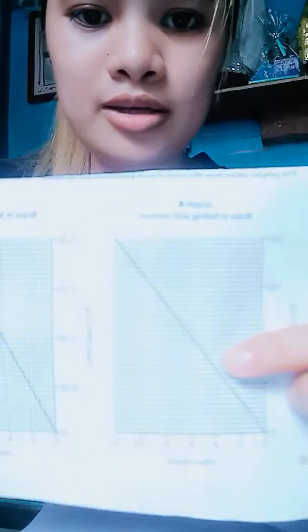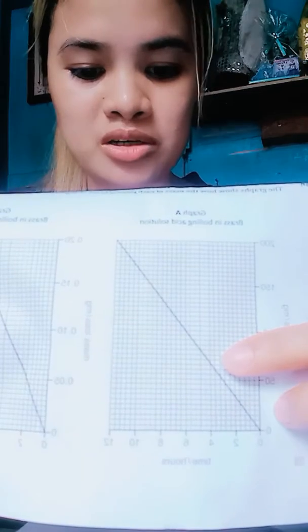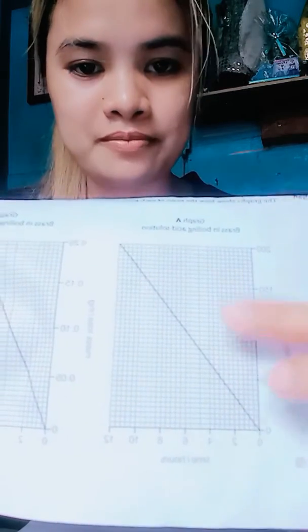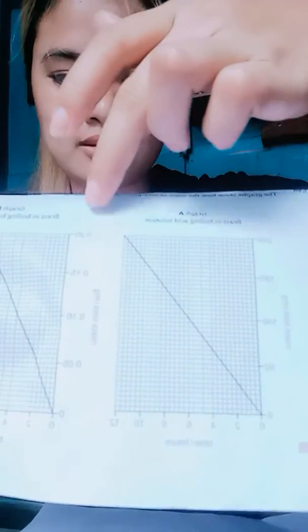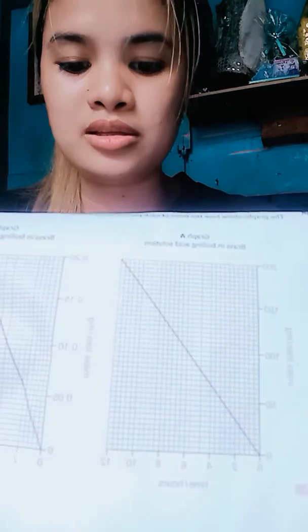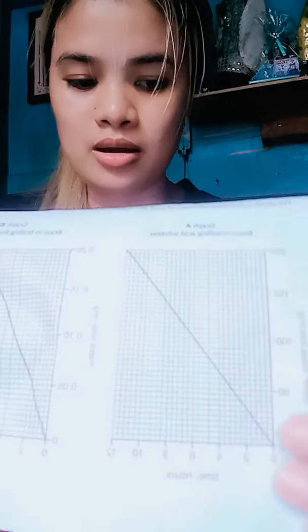For letter B, describe two ways in which the loss of mass in graph A is different from that shown in graph B. In graph A, here, this shows that the mass loss is constant with time. It's continuously increasing, and there is the possibility to increase more if it keeps the amount of acid constant.